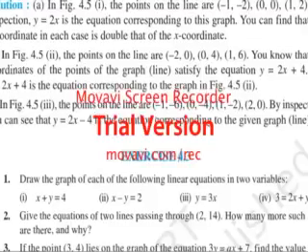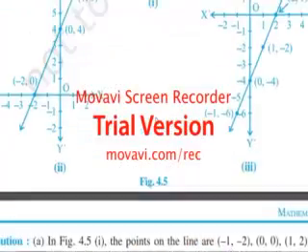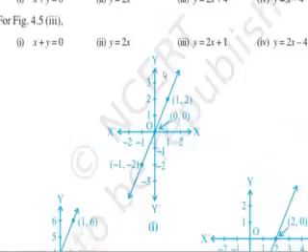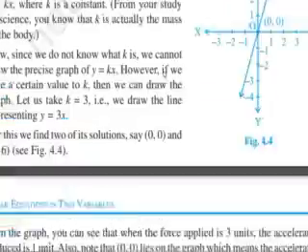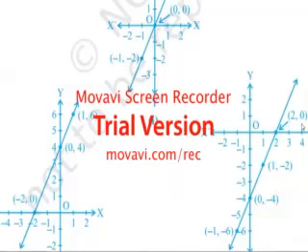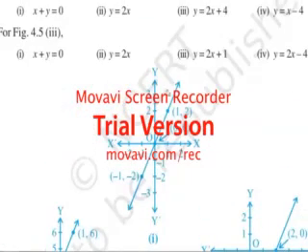So now if you see the third figure, the points are -1 comma -6, then 0 comma -4, then 2 comma 0. Is x plus y equal to 0 for the third figure? No, because 2 plus 0 is not 0.